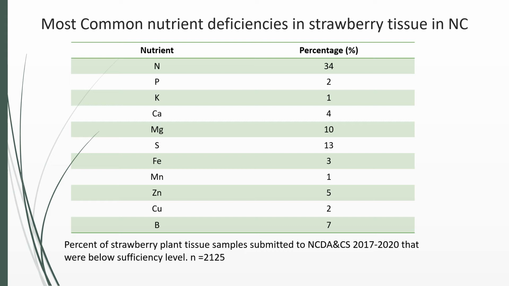These nutrients that we will look at are nitrogen, which was below sufficiency at 34%, magnesium, below sufficiency at 10%, sulfur, below sufficiency at 13%, and boron at 7%. We will also cover the nitrogen to sulfur ratio and what it means and why it is important in strawberry monitoring.